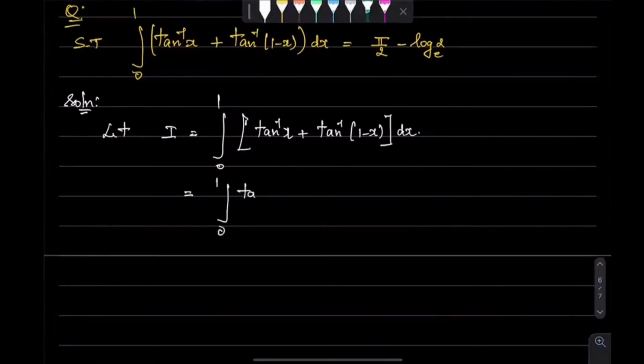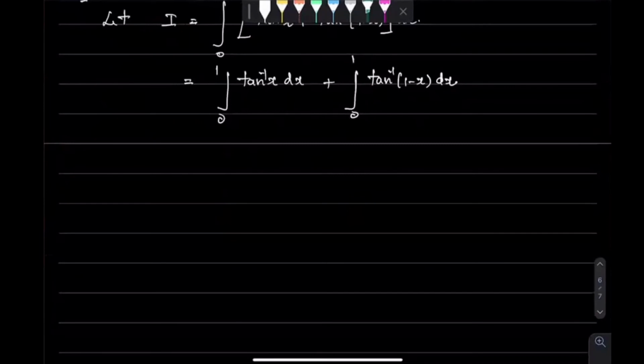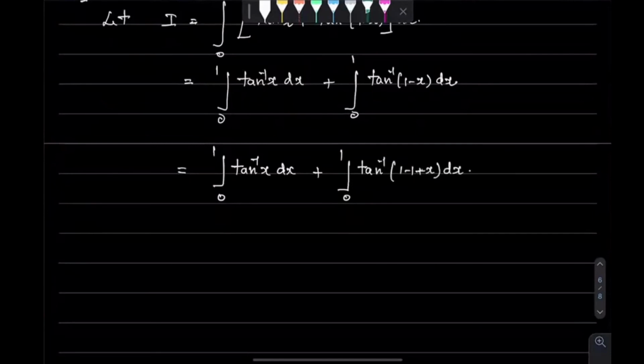I'm going to simplify this as integral 0 to 1 of tan inverse of x dx plus integral 0 to 1 of tan inverse of 1 minus x dx. So what do I get next is that I'm going to apply the property. The first one, I don't need to apply, 0 to 1, I can simply have it as tan inverse of x dx. Whereas the second one, if I apply the property, what do I get? 0 to 1, I get tan inverse of 1 minus 1 minus of minus, it becomes plus x dx. Make sense? I've applied the property. Everybody understood? Yes, sir.